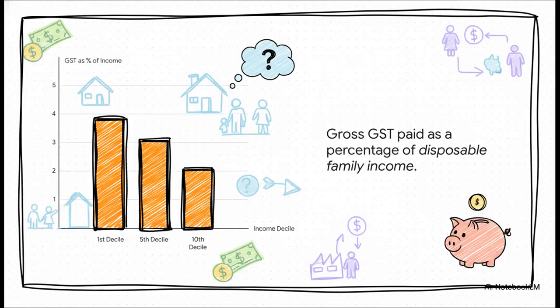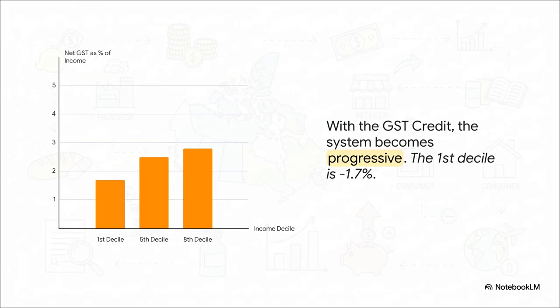And you know what? The data confirms this. Just look at this chart. It shows the GST paid as a percentage of family income before any credits are applied. For families in the lowest 10% of incomes, the GST eats up about 3.8% of their disposable income. But for those in the highest 10%, it's only 2.1%. You can see that downward slope plain as day. It's regressive.